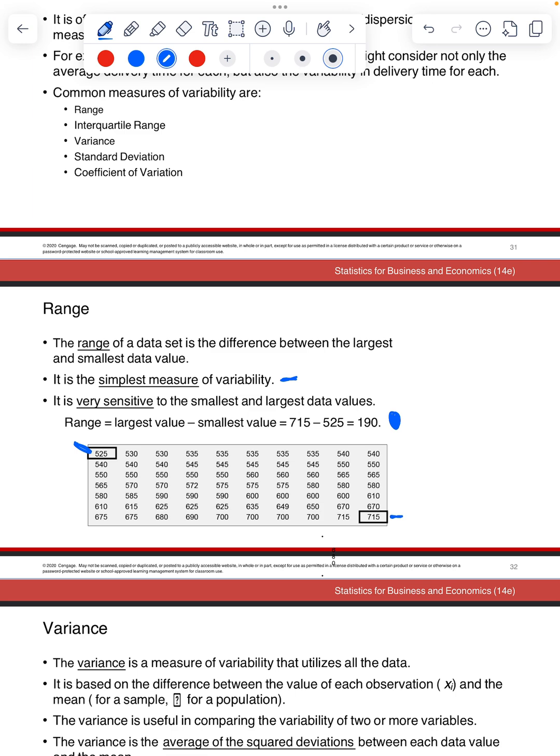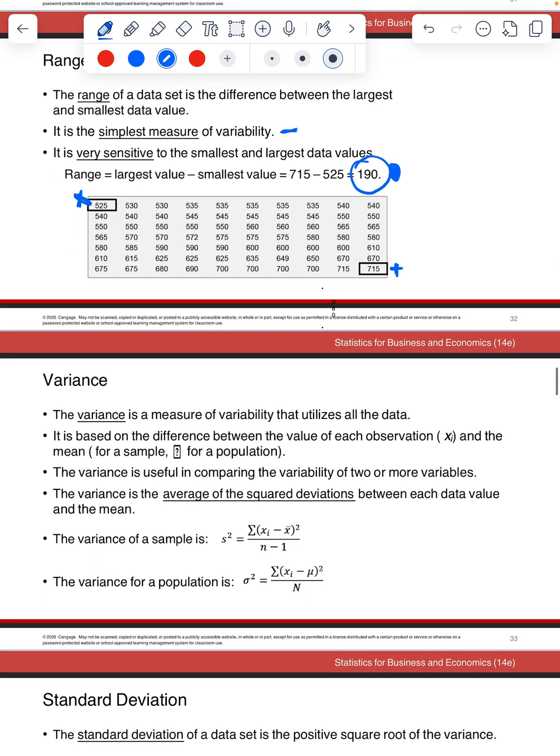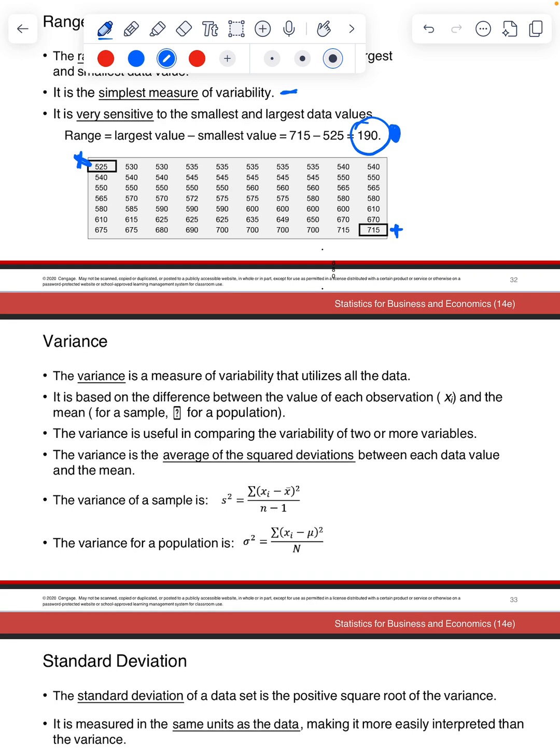So the range is one of the easiest ways to measure variability. What it is, it's the difference of the largest and the smallest value in your data set. Here you see the largest value is 715. Here the smallest value is 525. If you subtract those, you get a value of 190, which is the difference of that. So you would have a range of 190.